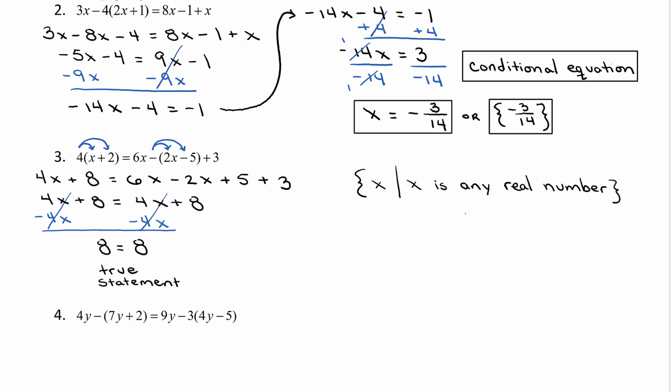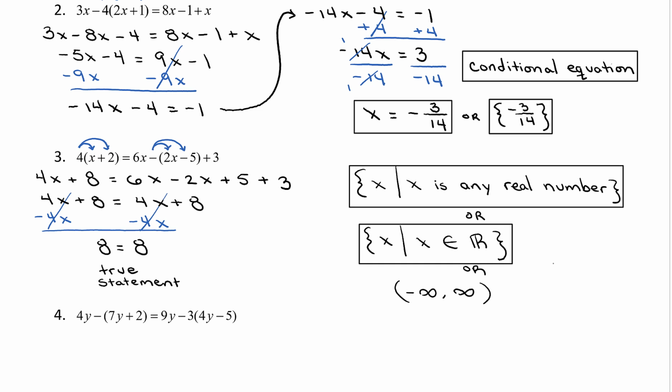There's another way we could write this in set builder notation. I'm going to write down the word or, and then underneath that, I'm going to open up another set of braces here, the set of all x, such that x is an element of the set of real numbers. And here I'm using more of a symbol notation for the set builder notation. Or in interval notation, it would be the open interval from negative infinity to positive infinity. I'm going to box in each one of these options that you could use to write down this solution set.